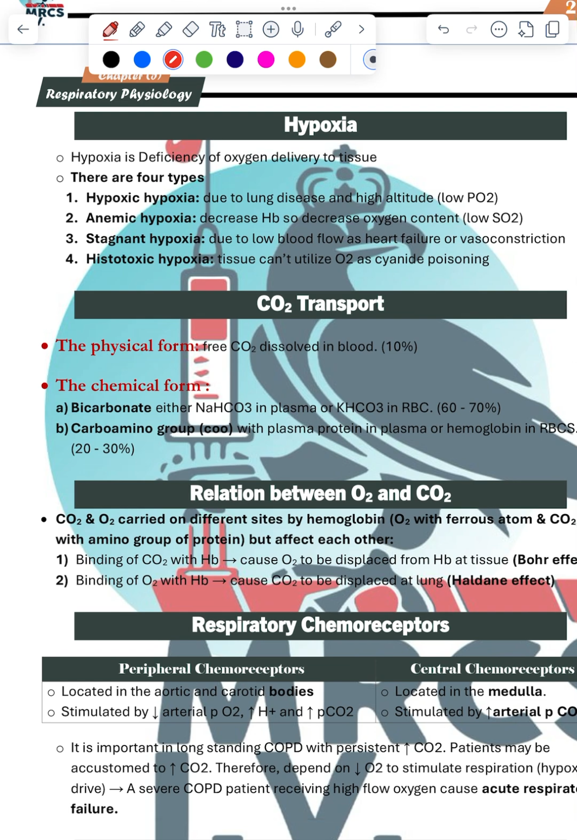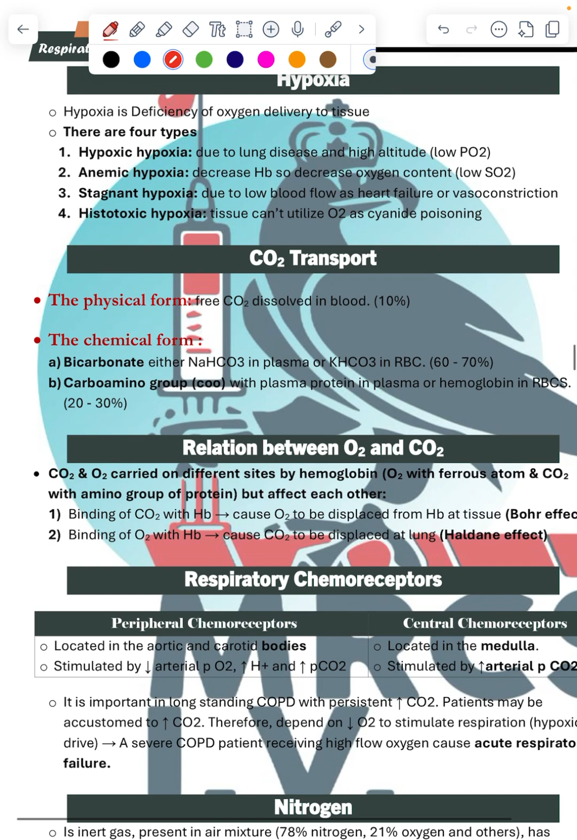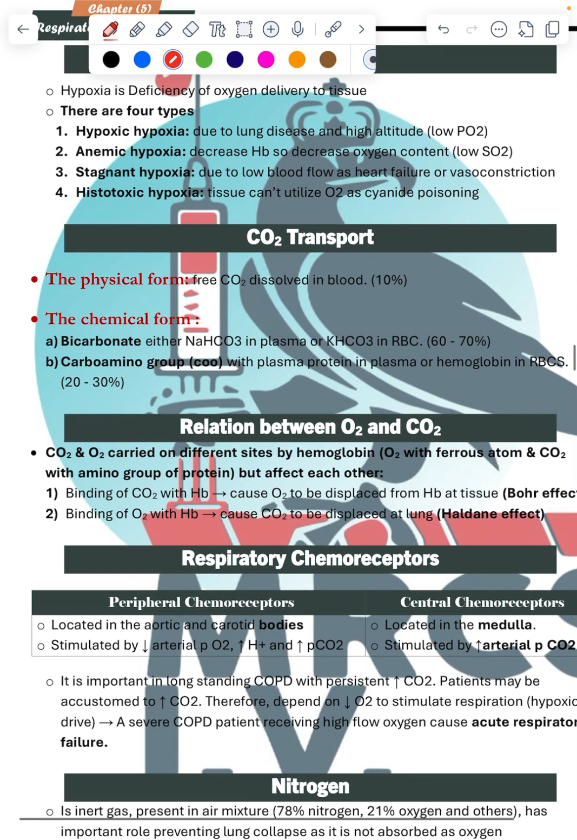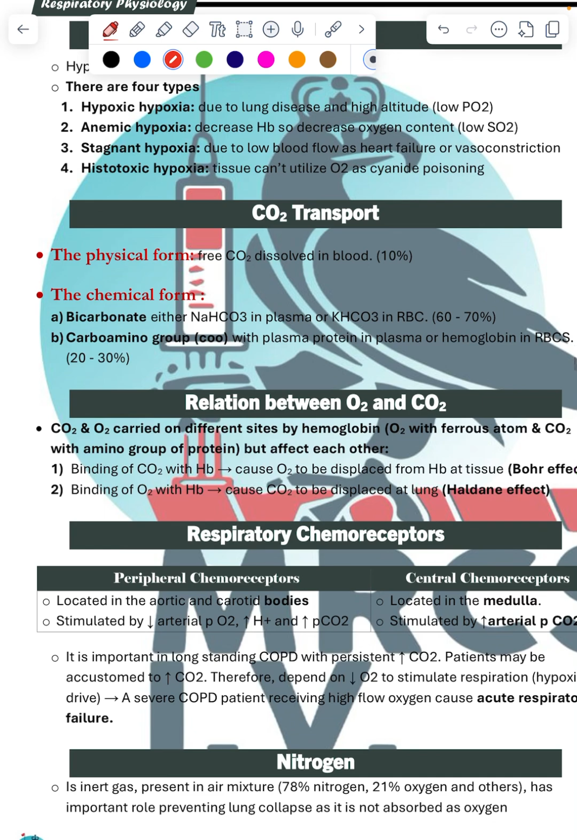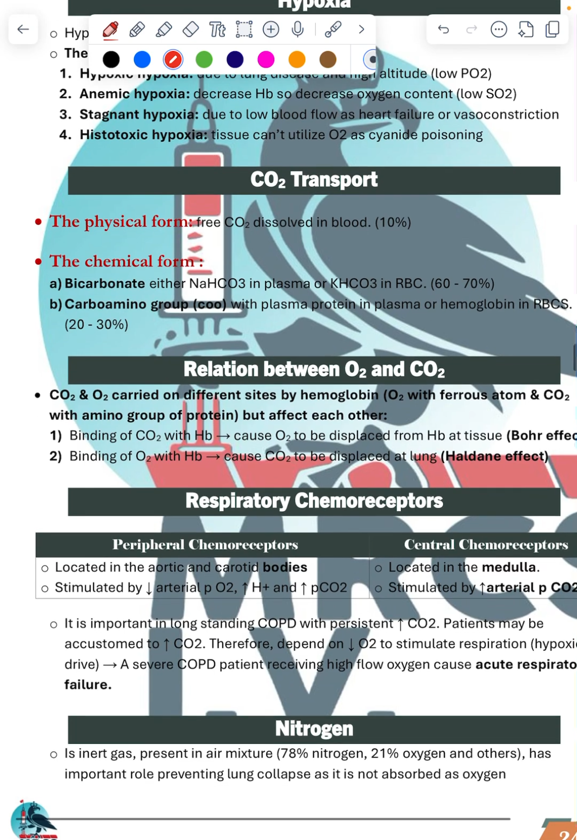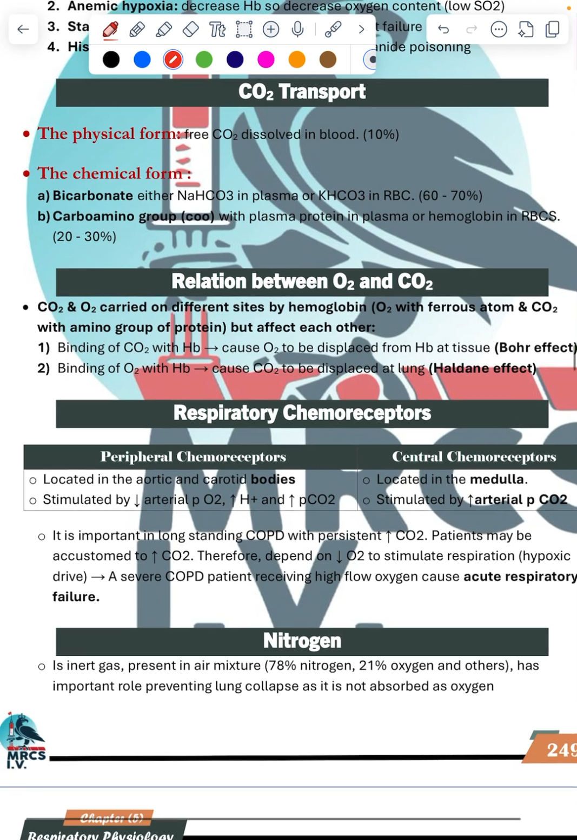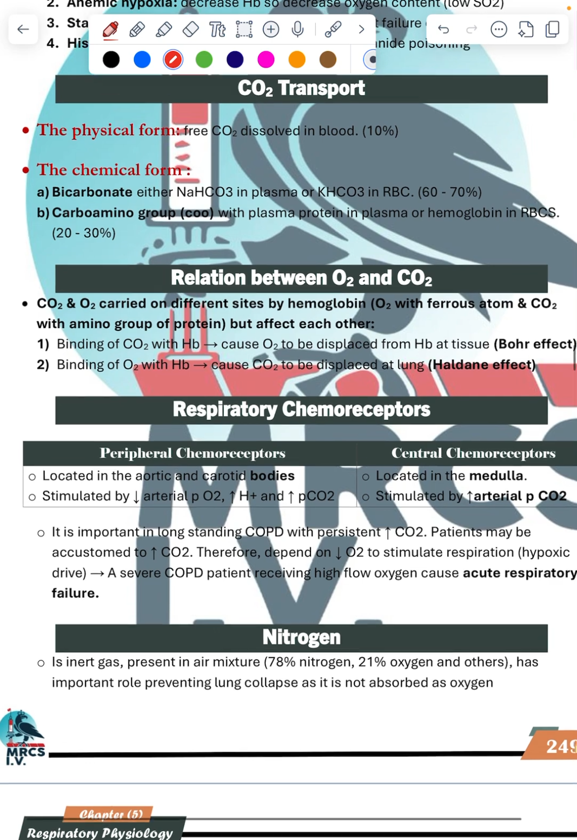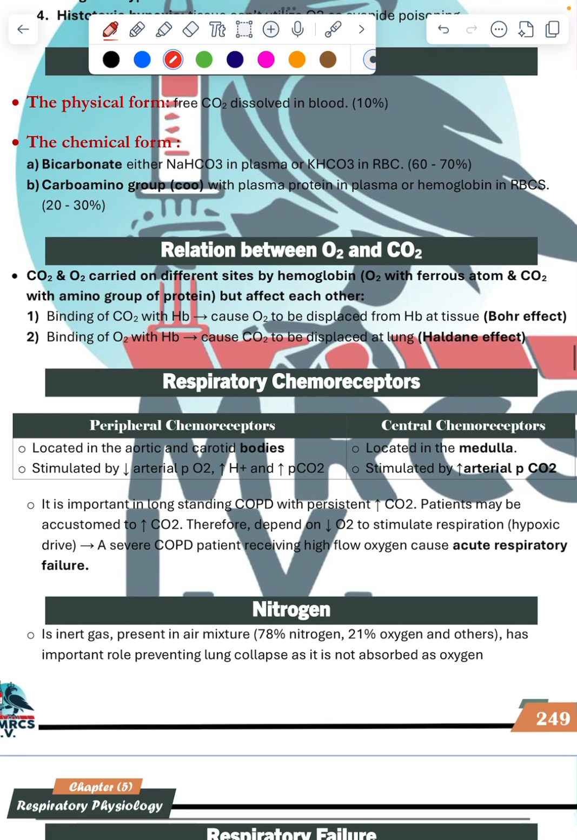CO2 transport: the physical form is carbon dioxide dissolved in the blood, 10%. The chemical form is bicarbonate, either sodium bicarbonate in RBCs, carbamino compounds, or plasma proteins. Relation between oxygen and carbon dioxide: CO2 and oxygen are carried on different sites by hemoglobin, oxygen with the ferrous atom and carbon dioxide with the amino acid groups, but each affects the other. Binding of carbon dioxide with hemoglobin causes oxygen to be displaced from the tissues, that is the Bohr effect. Binding of oxygen with hemoglobin causes CO2 to be displaced, that is the Haldane effect.